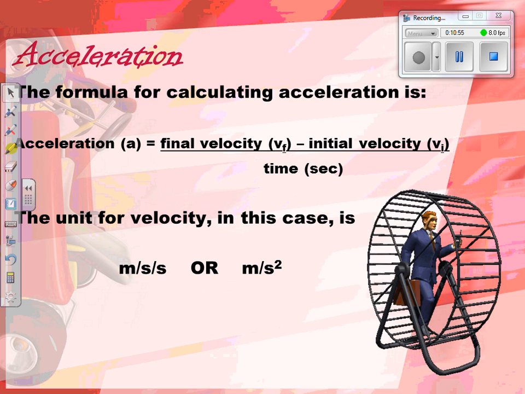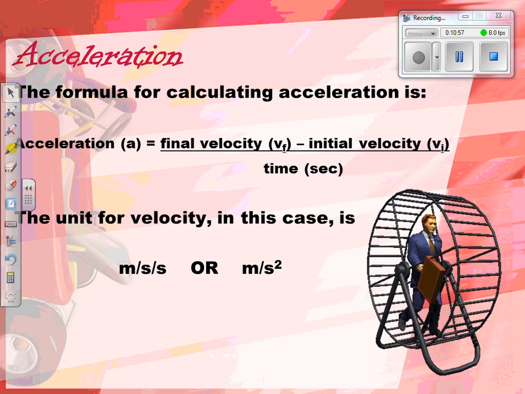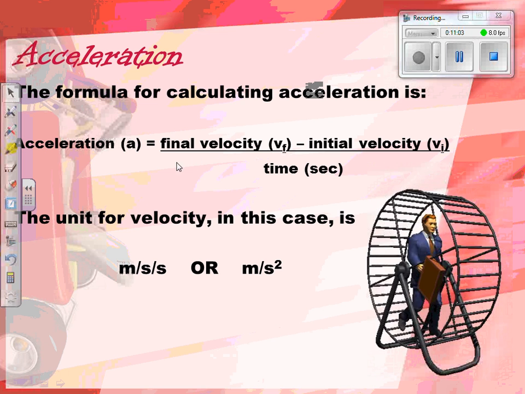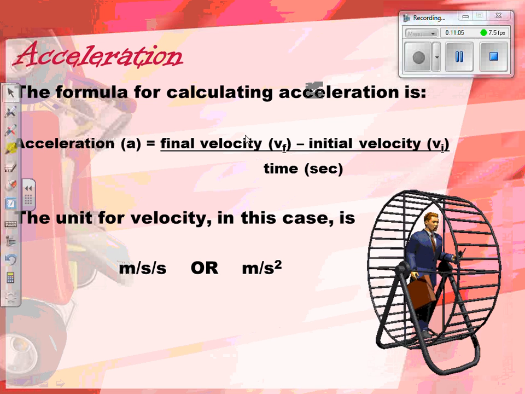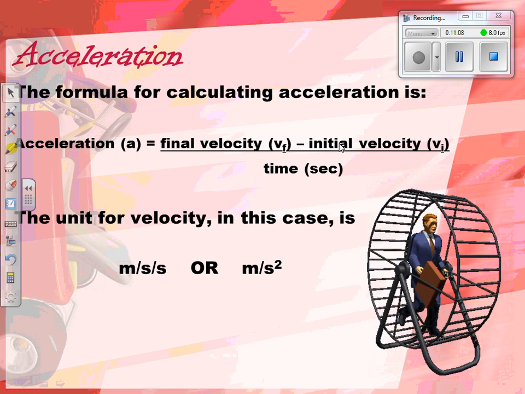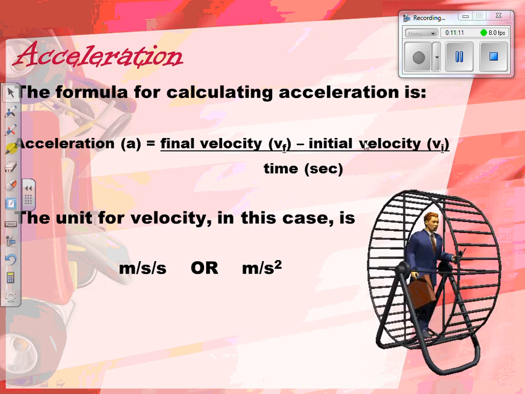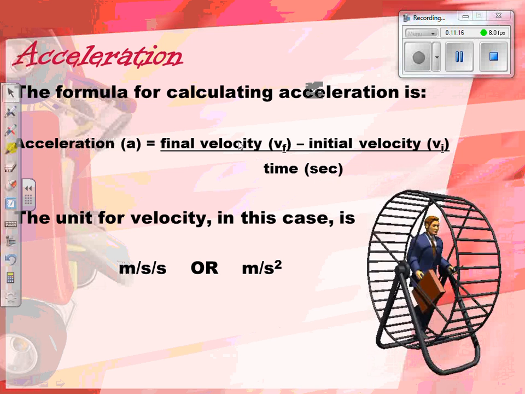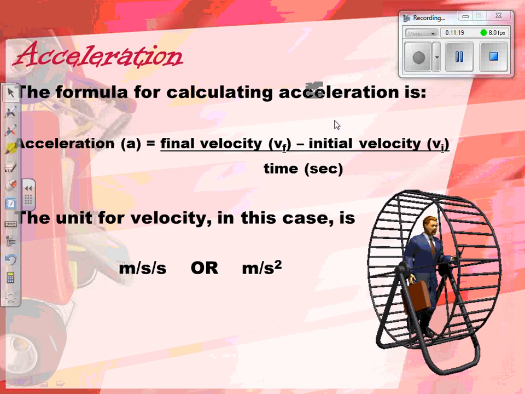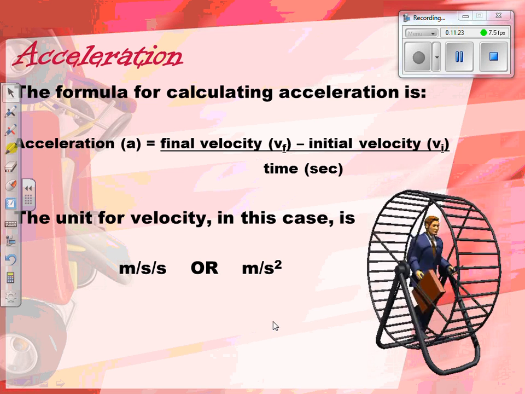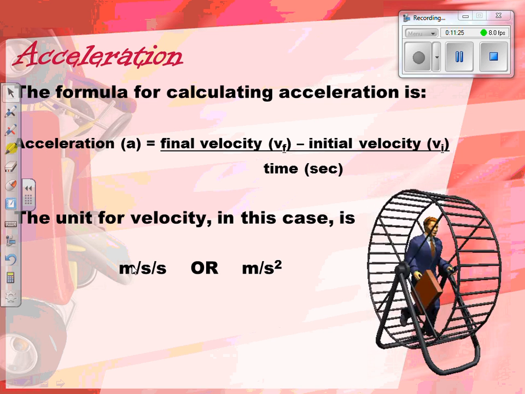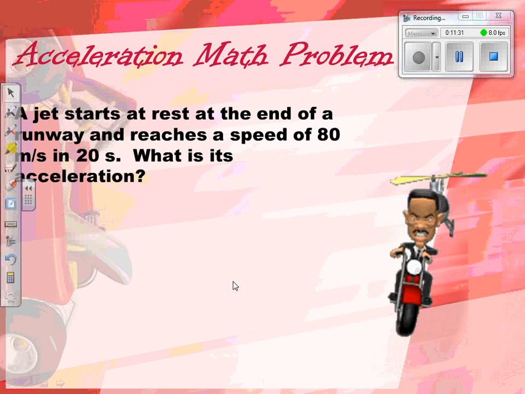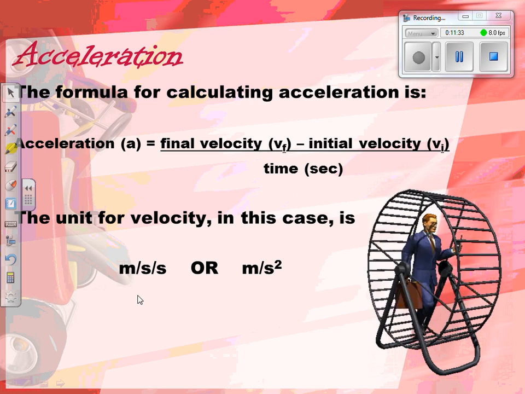So, okay, another formula. Your acceleration can be calculated by taking the final velocity, the ending velocity or speed that that object is traveling, subtract the initial velocity from it, and divide that whole thing by the amount of time that it takes for that change in speed. Now, units. Usually, it's in units like meters per second, or meters per second squared.